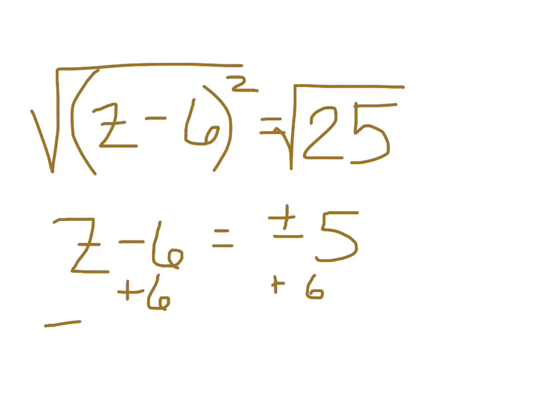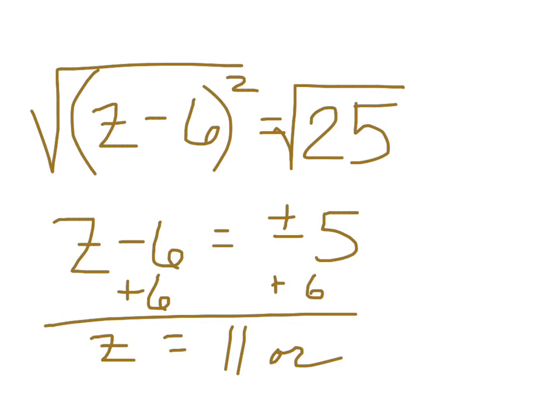Now, here's the part that most people screw up, and I still get this even in my college class. They leave the answer as 6 plus or minus 5. I want 2 different answers if it's that problem, or that way. What is 6 plus 5? 11. Or, what is 6 minus 5? 1. And you're done.